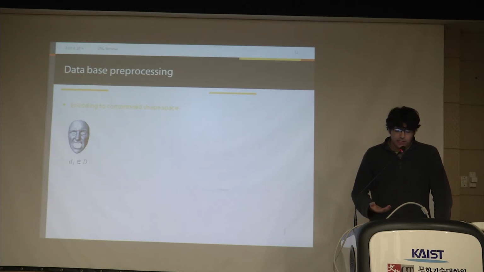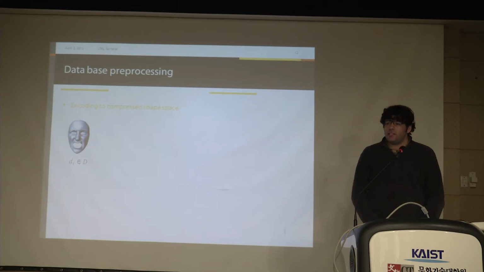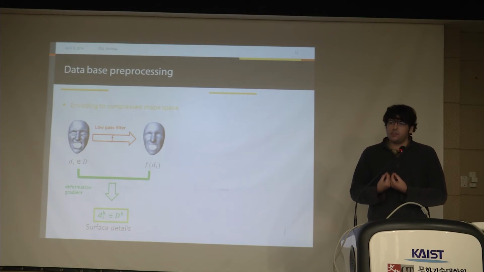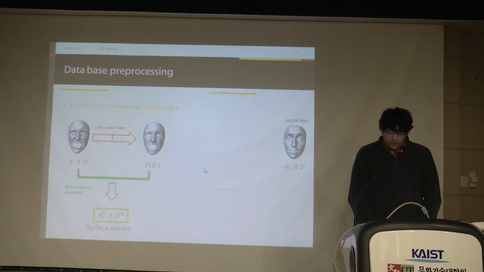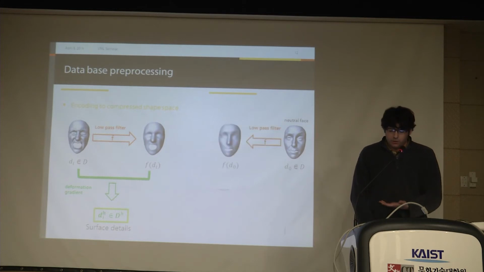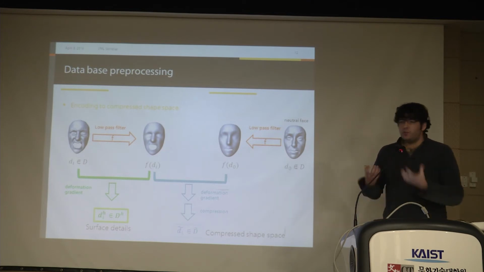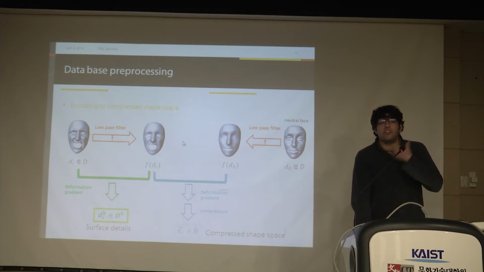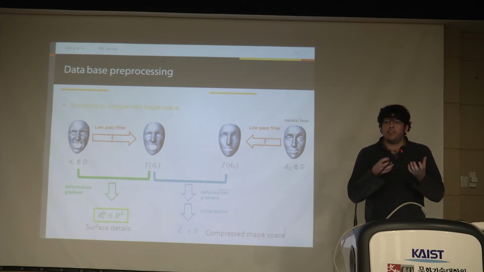After this, the idea is quite simple. You start from a frame of the database. You can low pass filter this face, and then you get the low resolution. From these two, you can get the deformation gradient, which encodes the surface details, like the difference between this and this. After that, you take the neutral face of the database, apply the same low pass filter, apply the same deformation, extract the deformation gradient, and then compress it. And then you have what is called a compressed shape space. As you can see, this one encodes the major pose of the face, while this one just encodes the details related to this pose.